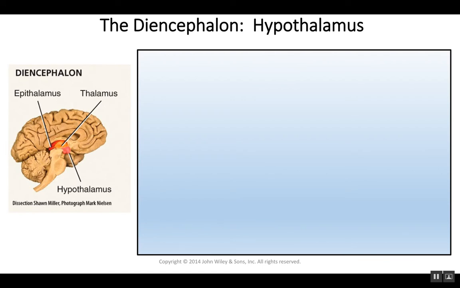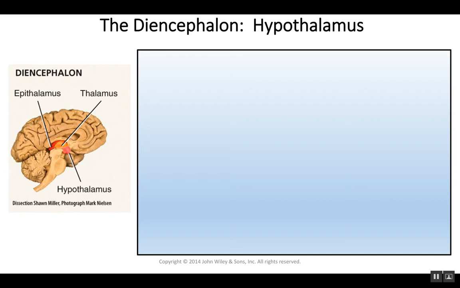The next region of the diencephalon is known as the hypothalamus, and hypo means below. It's located largely below the thalamus, but also a little anterior, as opposed to the epithalamus, which is above but also posterior to the thalamus. The hypothalamus is a region of the brain that you're going to hear a lot about. It does a number of functions in maintaining homeostasis.